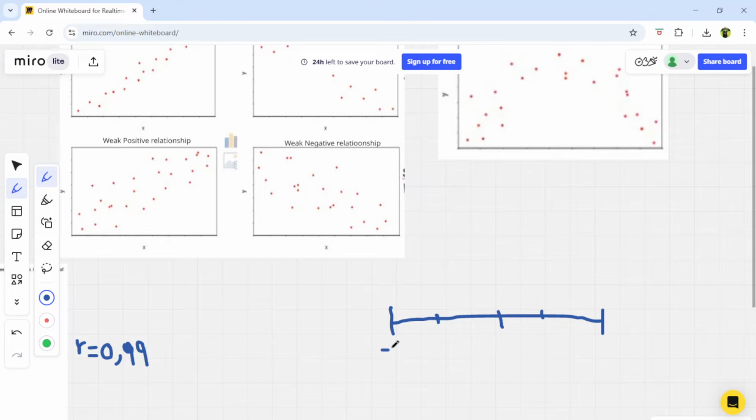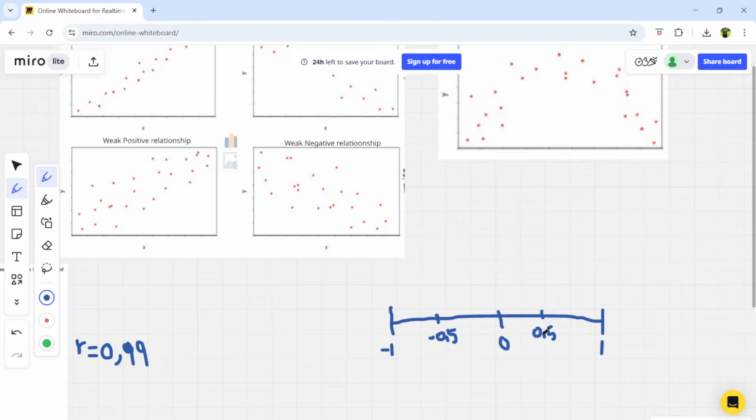And I'm going to say -1 here, +1 here, then 0 here, minus 0.5 here. So this is just something that I came up with just to make it easier for my students. 0.5 over here.